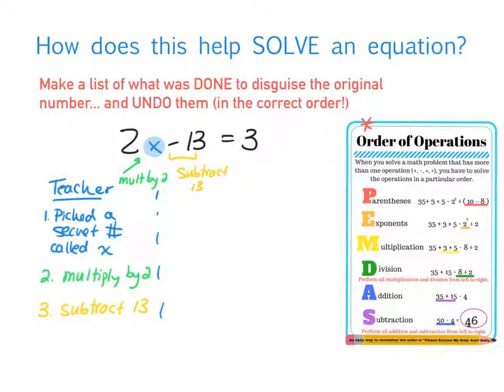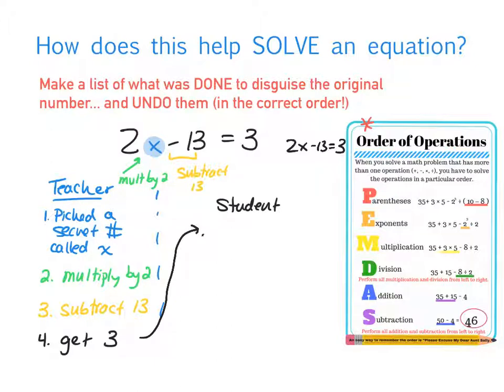That's what the teacher did. They picked a secret number, called it x. They multiplied it by 2, and then they subtract 13. Now, starting with their secret number, they get 3 if they do all of those things to it. So what would a student do? So I'm going to just copy another version of the equation. We'll do it right here. So what the student needs to do is the student needs to go backwards. So instead of ending with the number 3, a student has that as their first clue. So I need to start with 3.